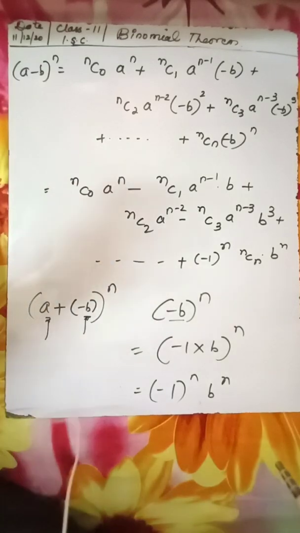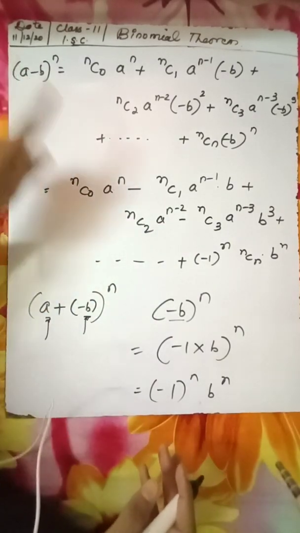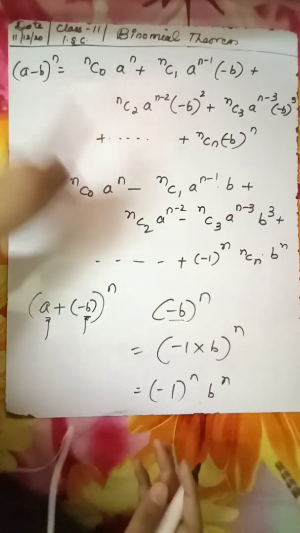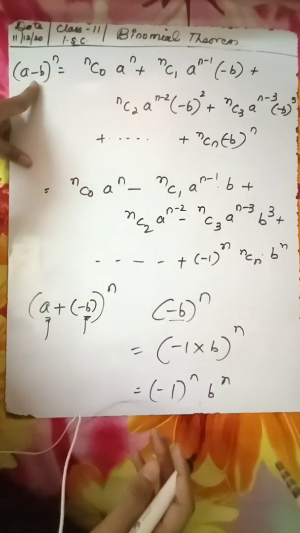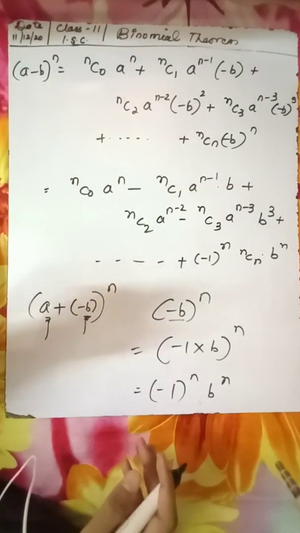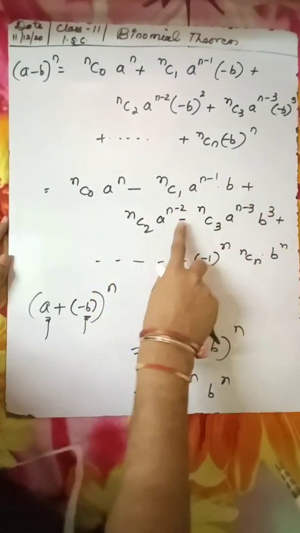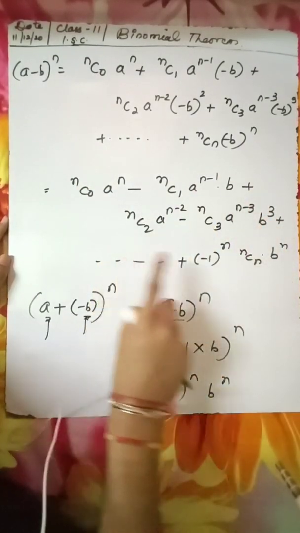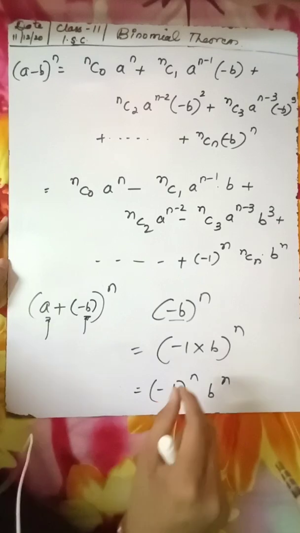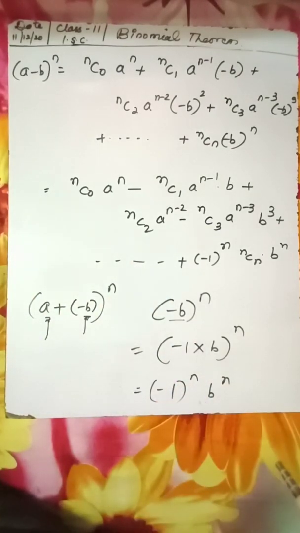So what you have to remember is the only thing: in the positive case we put positive before all the expressions, but in the negative case we have to put alternate signs, that is positive, negative, positive, negative, positive, negative, up to the end. So if you remember this, you can easily expand a minus b the whole power n.